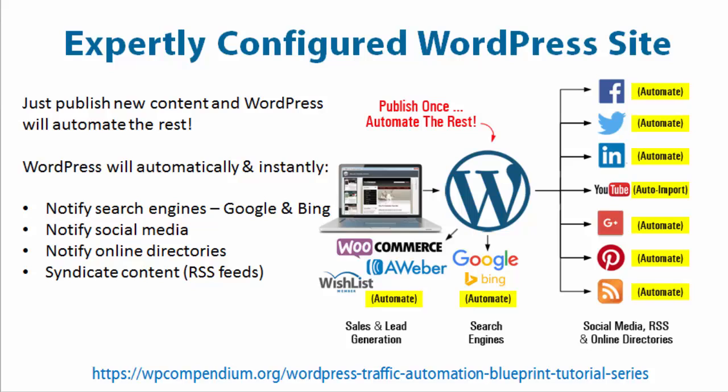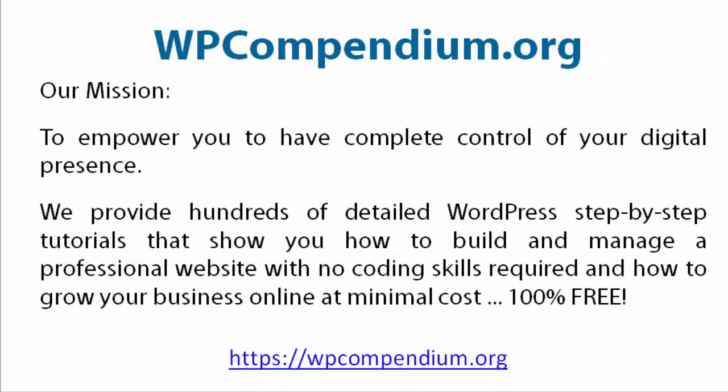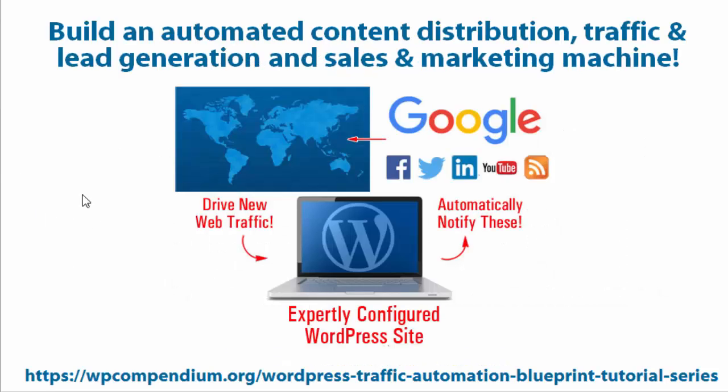And so, as you can see, just by expertly configuring your WordPress site, we've actually automated a lot of the processes, and essentially that's how you build an automated content distribution, web traffic and lead generation, and sales and marketing machine. So just to recap, once your site is expertly configured, all you have to do is publish your content. It automatically goes and notifies a whole bunch of online directories and social media and search engines. All of this effectively drives new web traffic to your site.